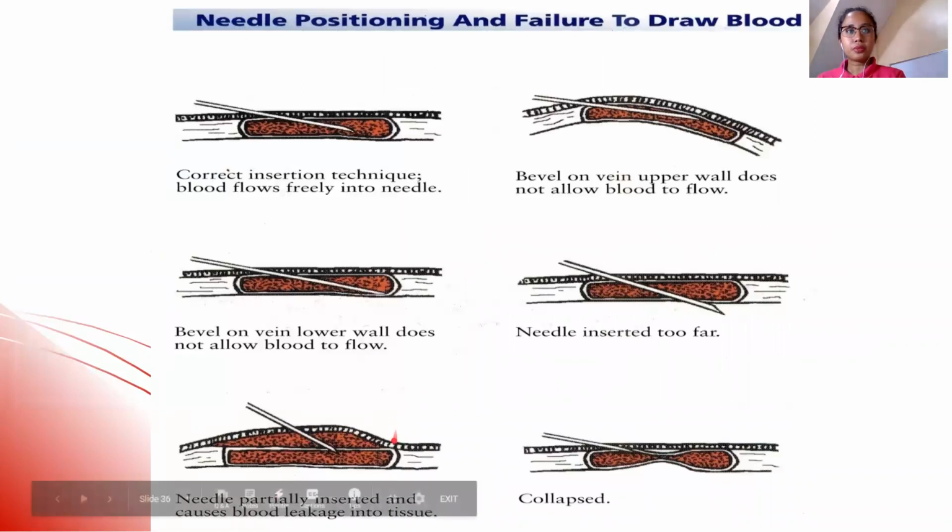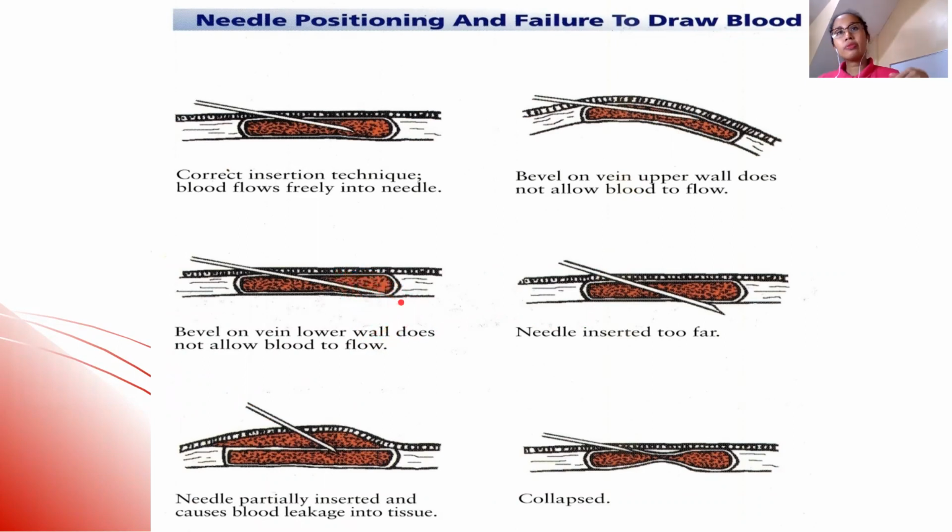So guys, dapat ang tamang anggulo sa pagtusok is ganito. So 15 to 30 degrees, correct insertion wherein the blood flows freely into the needle. However, if the bevel is in your vein, walang lalabas dyan na blood flow. Or you've inserted the needle too far, so iatras mo na lang. Bevel on vein, lower on the wall, so hindi naka-bevel up. Notice, nasa wall rin, so wala ring lumalabas.